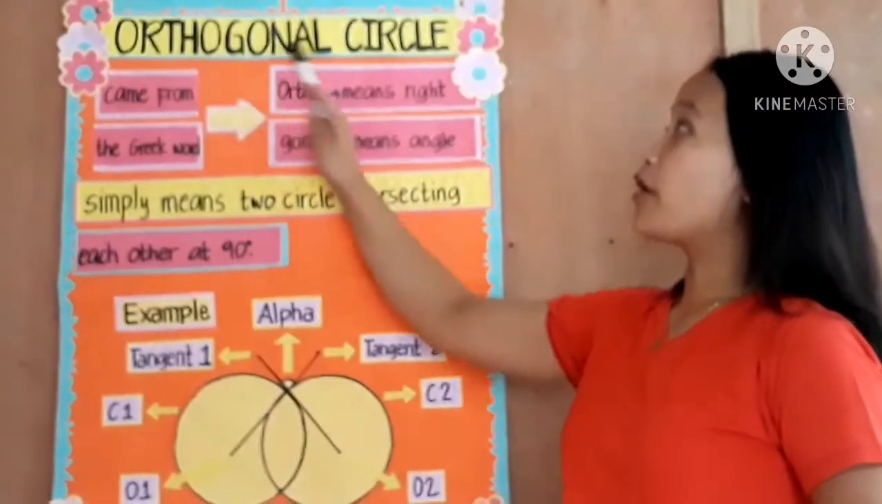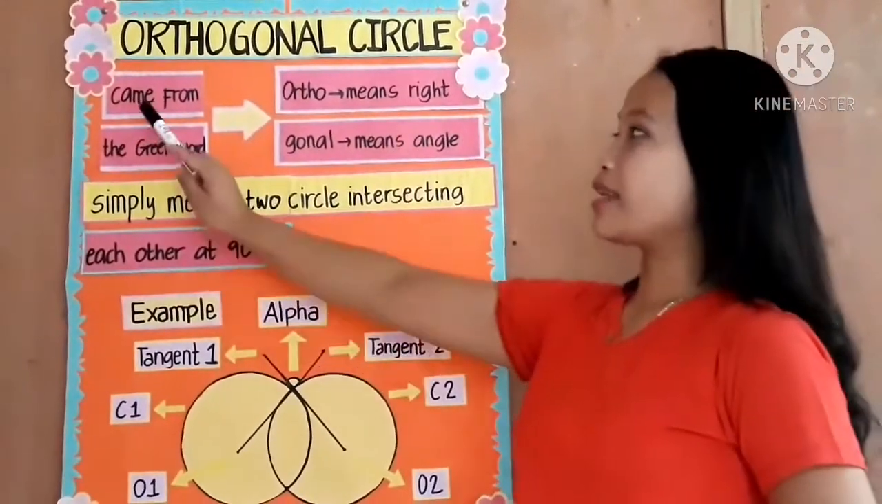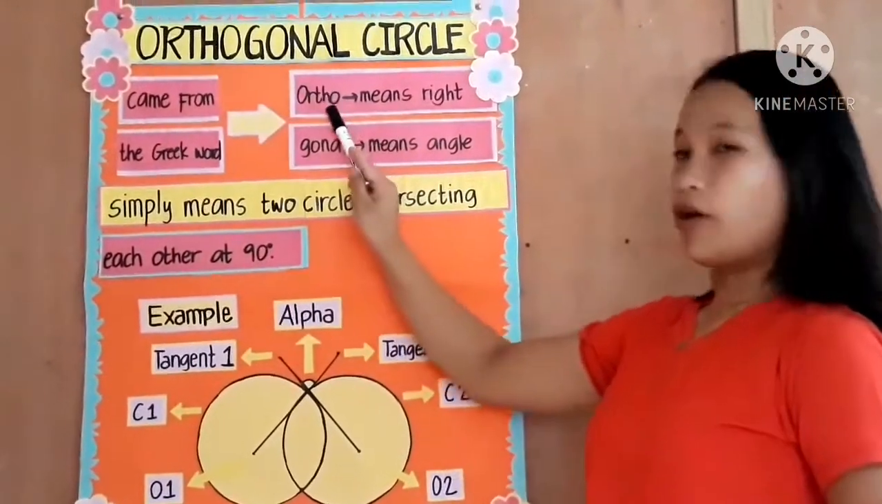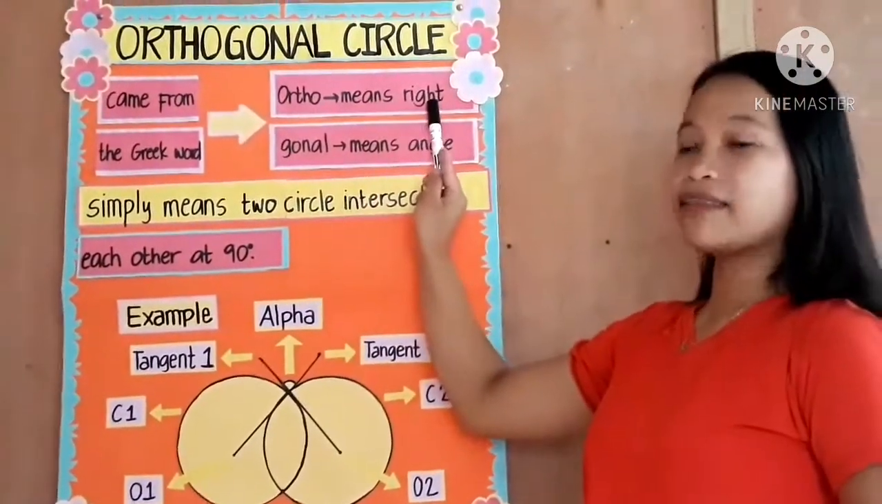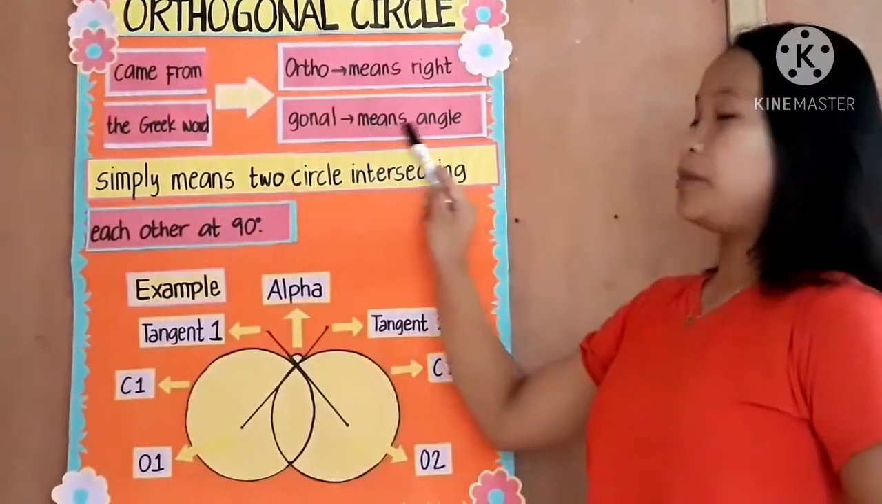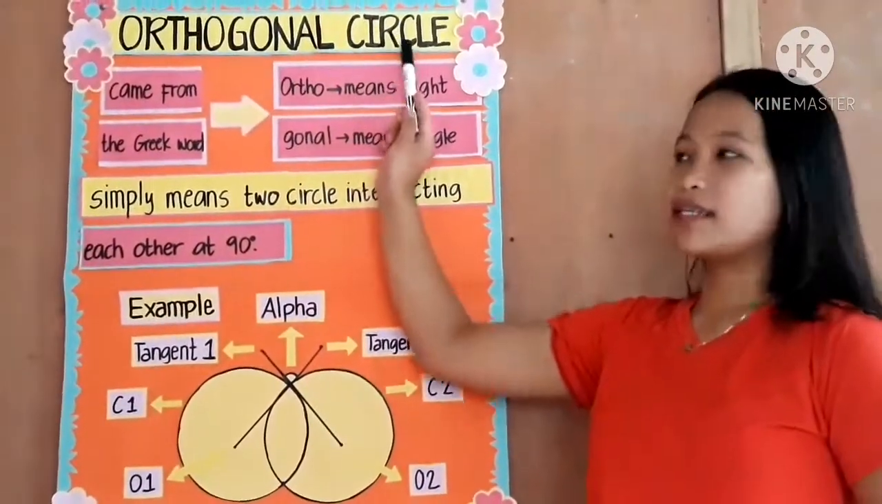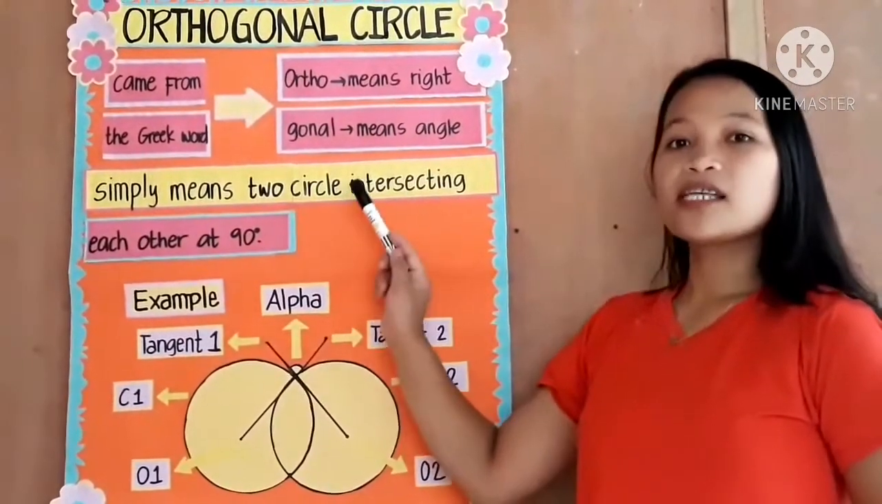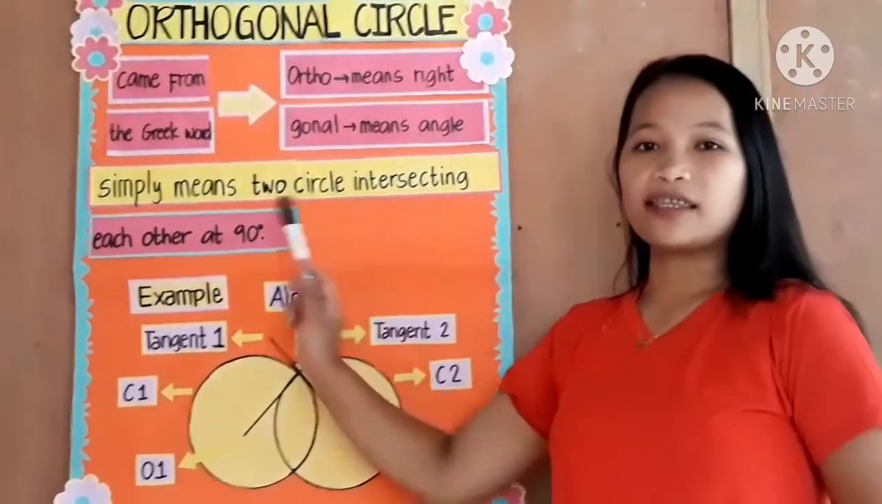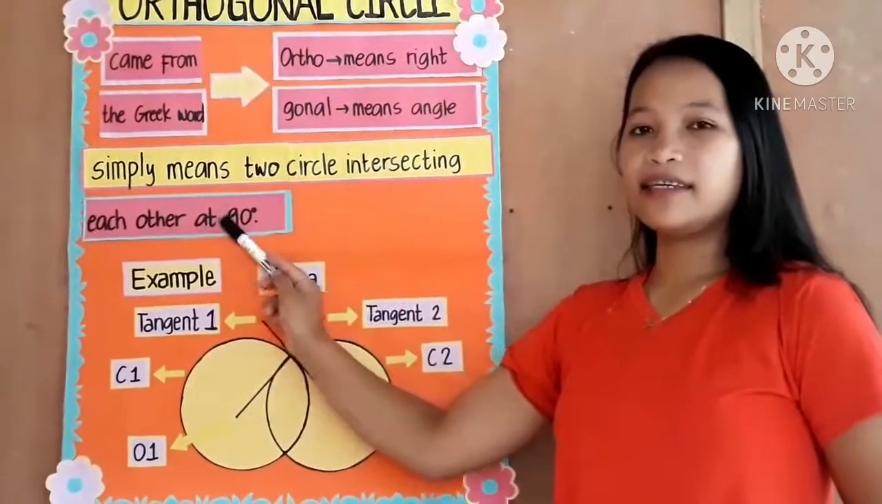Today's video, I am going to tackle orthogonal circles. When we say orthogonal circle, it comes from the Greek word ortho, which means right, and gonal, which means angle. In other words, orthogonal circles simply means two circles intersecting each other at 90 degrees.